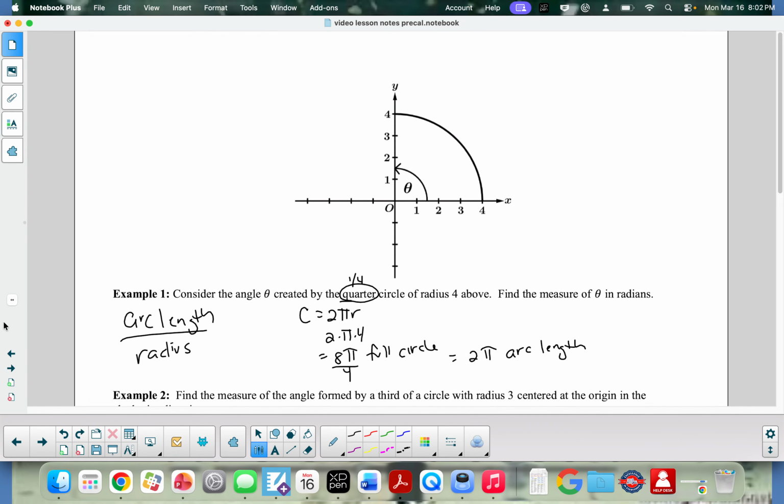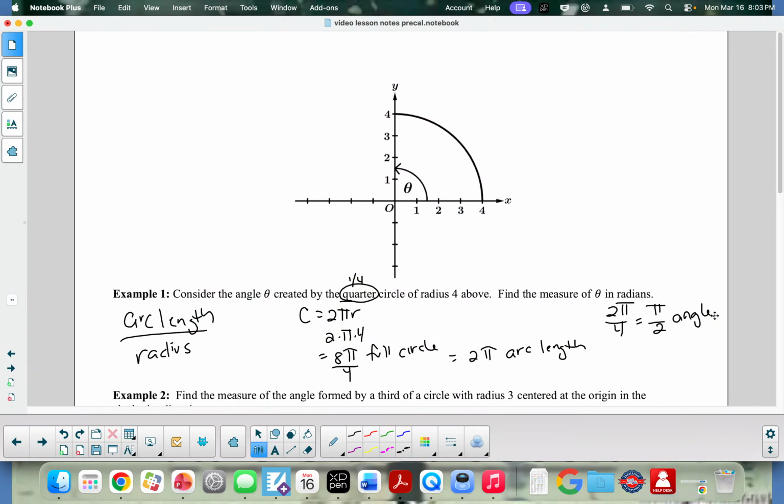We've done all that just to get the top of our ratio, the arc length, and then you just divide it by the radius. It just so happens in this case the radius and the fact that it's a quarter happen to match, but it's not a big deal. So 2 pi divided by 4 is pi over 2, which is the angle measure.